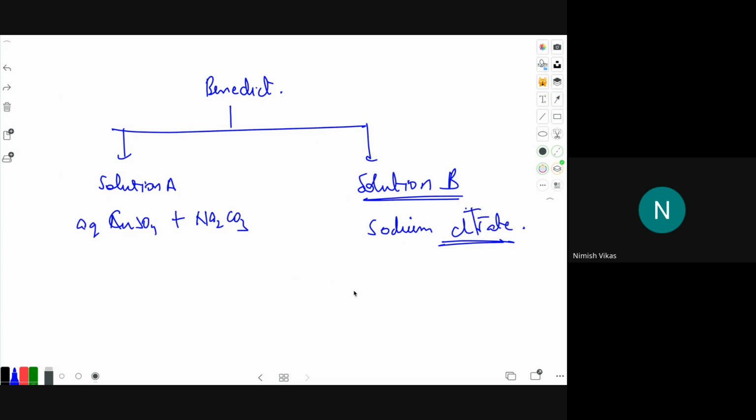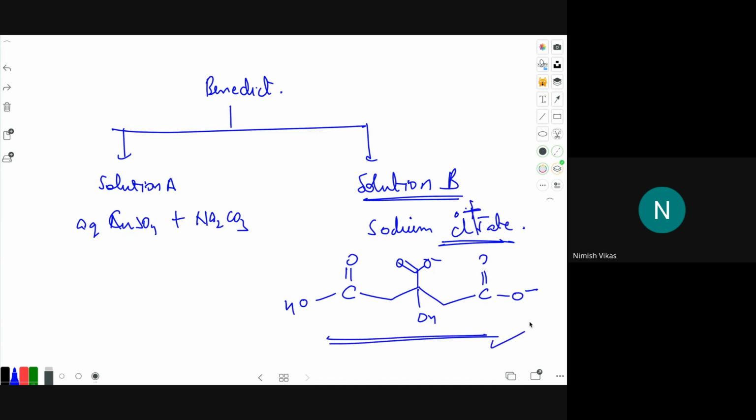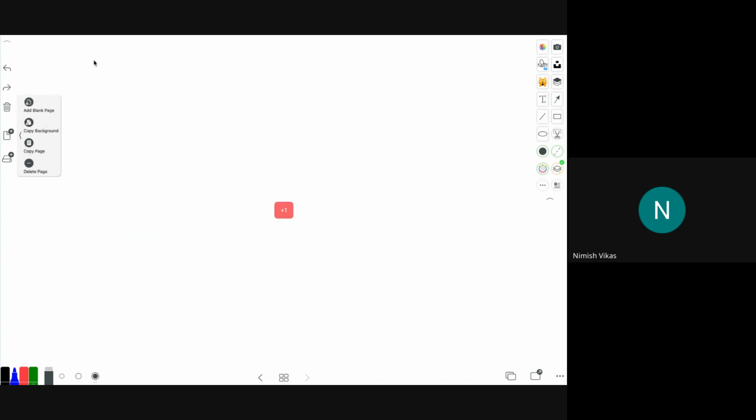What will happen in citrate? See how citrate looks like. Very simple. Imagine something like this. COO negative, OH, COO negative, COO negative. Right? So what do you get? This thing you will get. Is that fine? This is your sodium citrate, which looks like this.